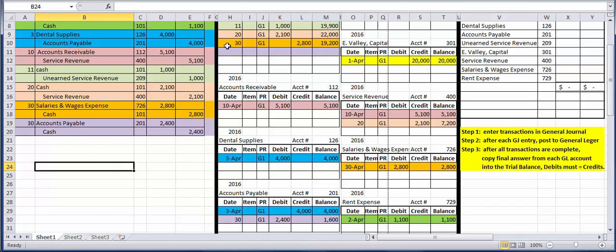And then finally, we need to update cash. Date was the 30th. G1. We want to credit cash for $2,400. And opposites subtract again. Cash is an asset, carries a debit balance. I'm crediting the account, therefore I have to subtract.